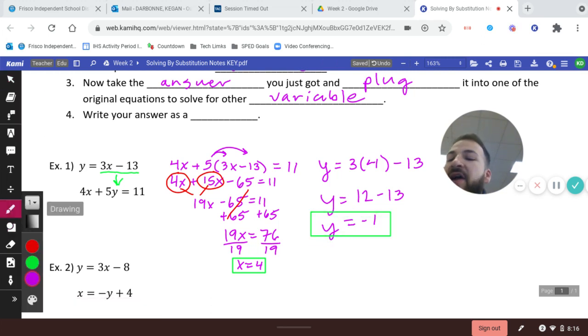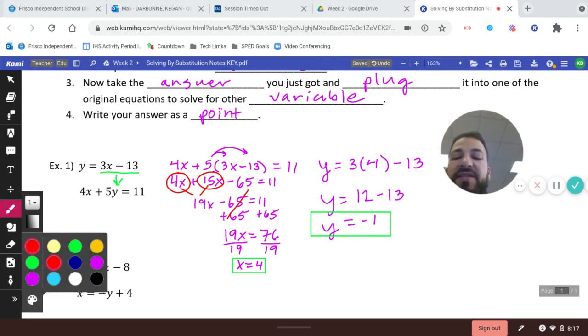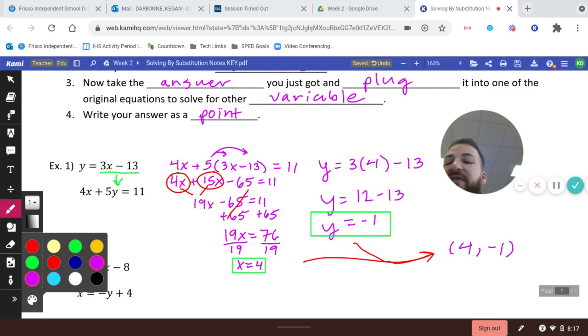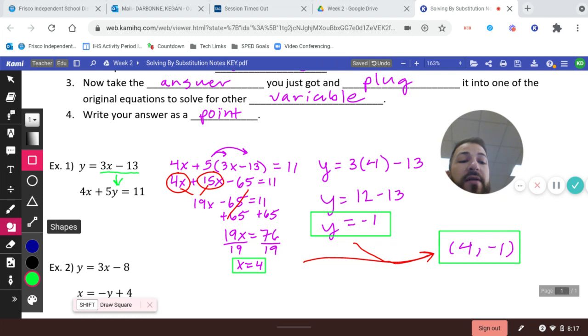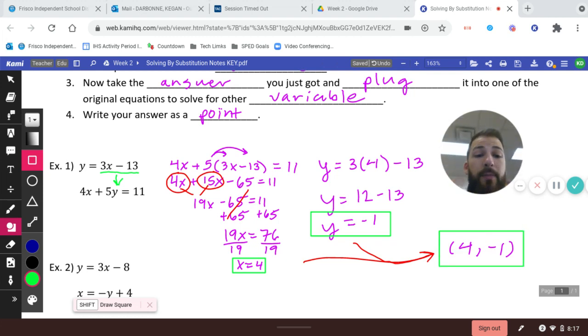So that's my x value, my y value. Okay, just like on our last one, we write our answer as a point or as an ordered pair. So we take both of this information and write it as the point (4, -1). Because even though we're doing a different method, our final answer is still the same thing. It's still that point of intersection, which we write as an ordered pair.